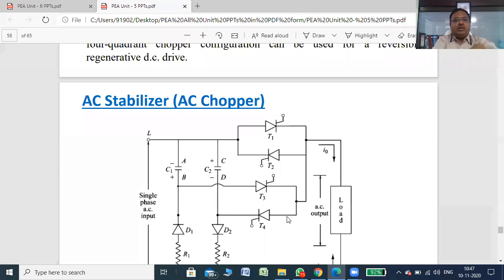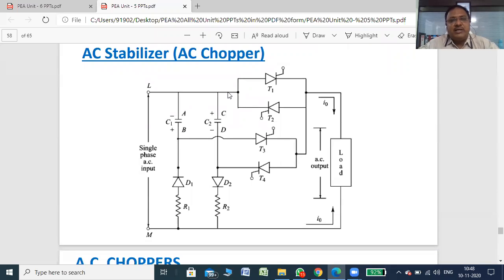Okay, so in the last lecture, the last point of Unit number 5 is remaining, that is the AC stabilizer, also called the AC chopper. AC chopper is AC to AC, from lower voltage to higher voltage, or from higher voltage to lower voltage. That is possible with this type of chopper. Even variable AC, or unconstant AC, we can say, to constant AC. Such stabilizers we use for home appliances like television and fridge. So that is the basic circuit of the AC stabilizer, or AC chopper.